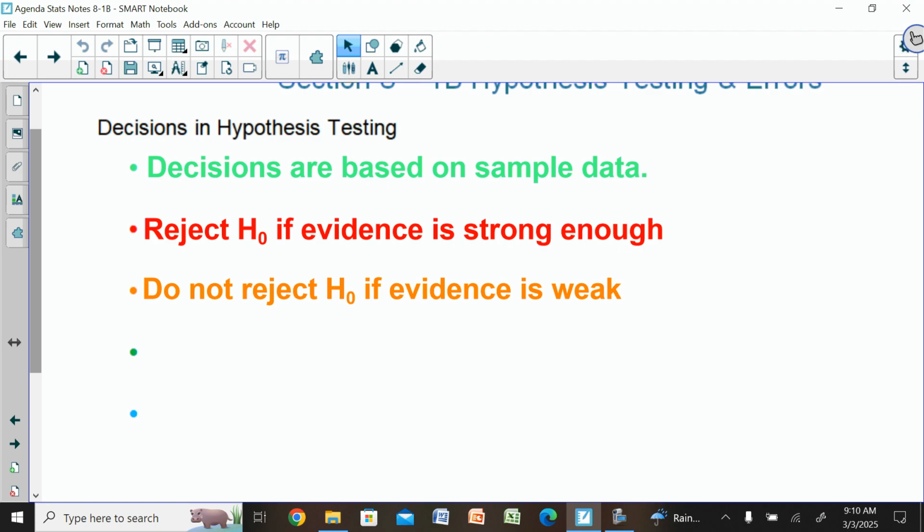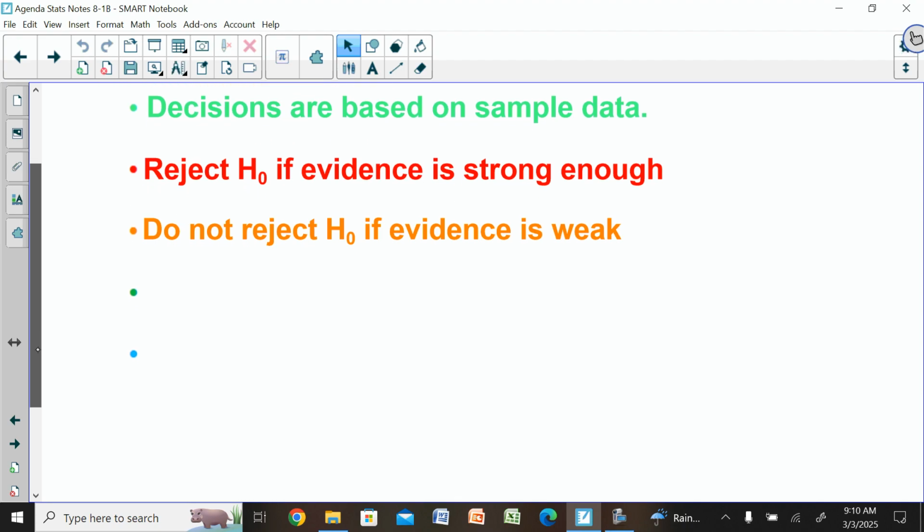We're going to not reject H sub O if our evidence is weak. It could happen by chance, so we don't think there is a difference. We think that they are equal.